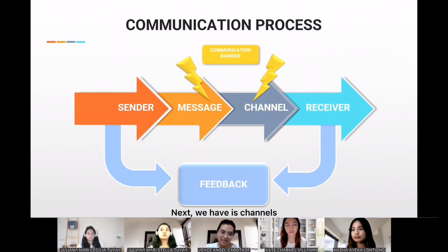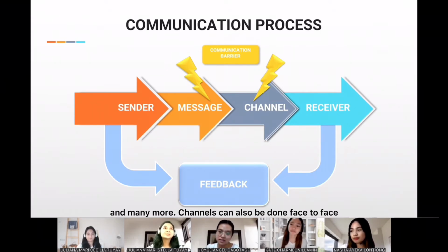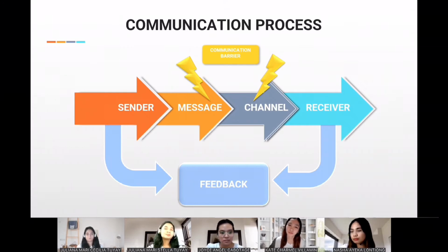Next we have channels. When we say channels, it refers to the medium used to deliver or transmit a message. An example is email. Nowadays, the use of email is being maximized because during our situation, email is one of the most common mediums we use when communicating, like when passing documents, enrolling, applying for a job, and many more. Channels can also be done face to face.